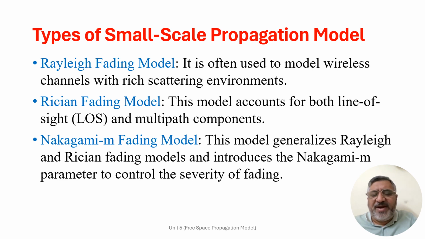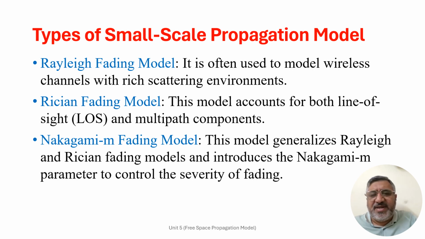The Rayleigh fading model, one of the most important small-scale propagation models, is a statistical model that assumes that the received signal experiences random amplitude variation due to a large number of uncorrelated multipath components. It is often used to model wireless channels with a rich scattering environment.